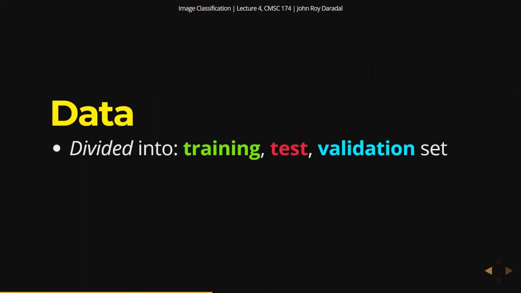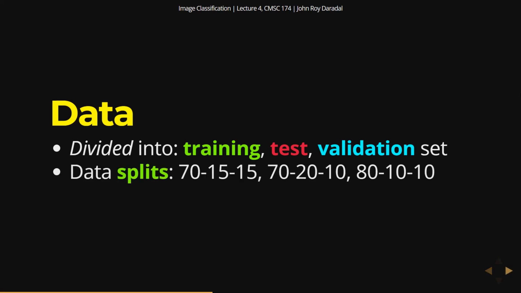Now, for our data, we usually divide it into 3 sets, which is the training set, the test set, and the validation set. Okay, and the usual data splits are 70 15 15, 70 20 10, and then 80 10 10. Usually 70 or 80% of the data set is allotted for the training set because that is the most important one. And then you have either 15 15, 10 10, or 20 10 split for the test set and the validation set. Okay, so let's take a look at what each data set means, or what it is supposed to do.